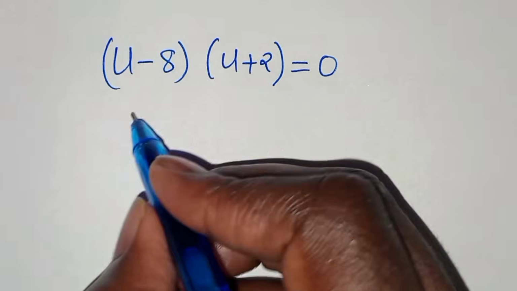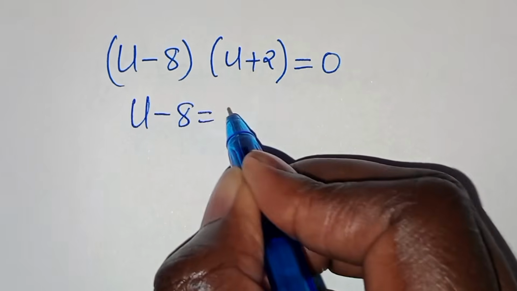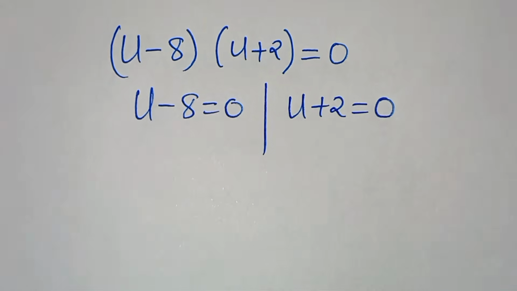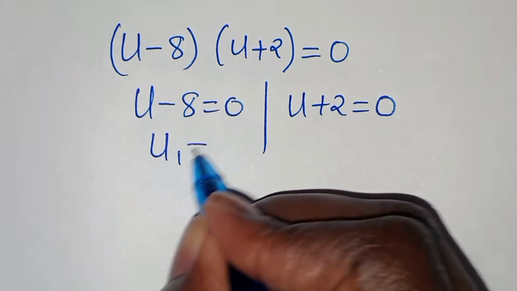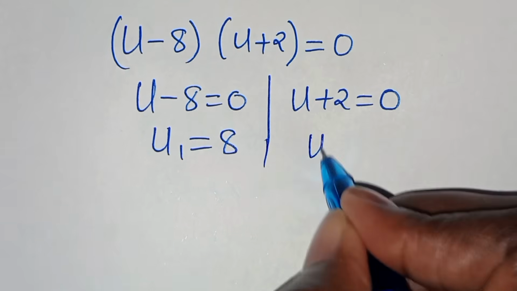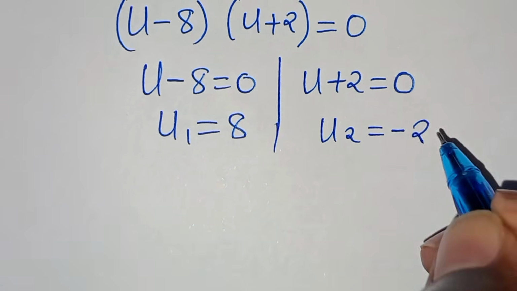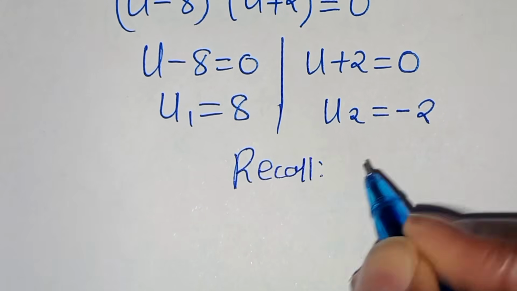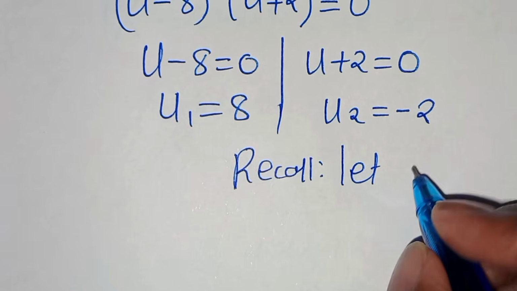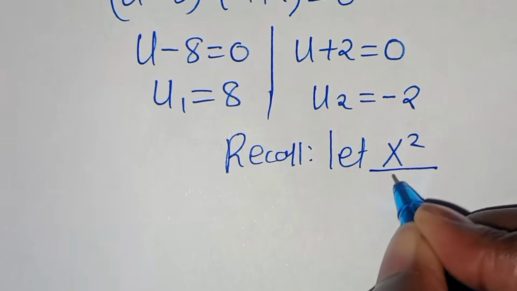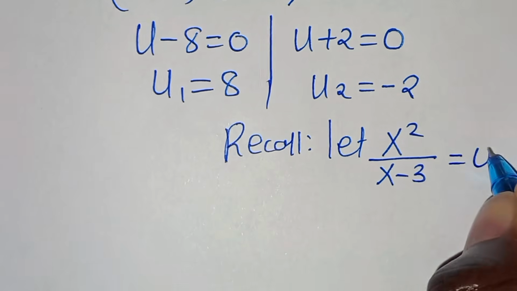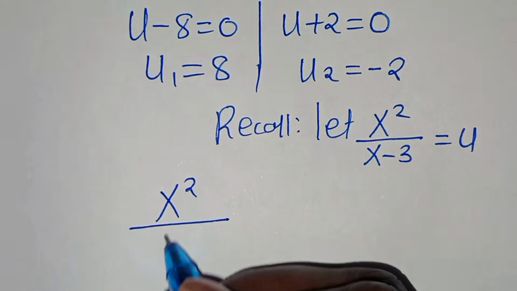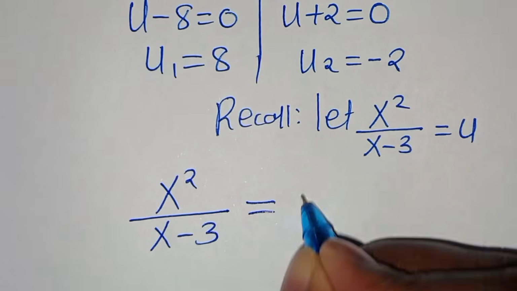So we have got two parts here. We have that u minus 8 is equal to 0, and we have u plus 2 is equal to 0. So this means that u1 is equal to 8, and u2 is equal to minus 2. Now, if you recall, we are saying that x to the power of 2 divided by x minus 3 is equal to u. So let's start with u1, so that we have x to the power of 2 divided by x minus 3 equal to 8.